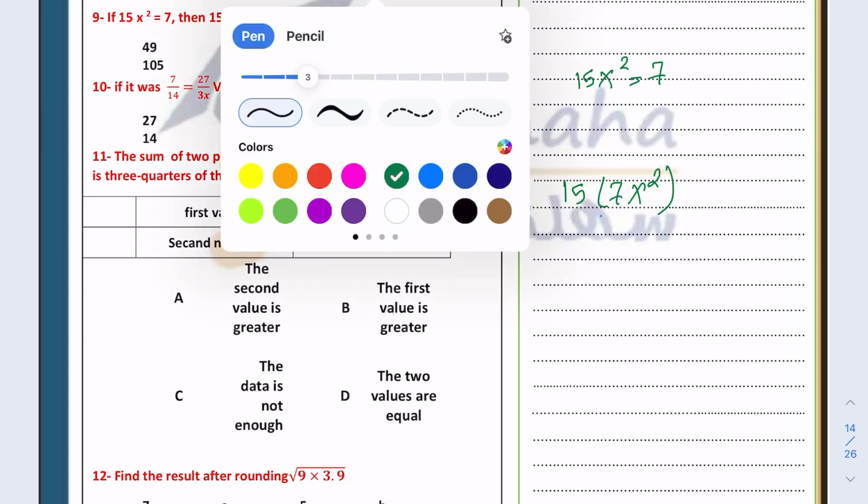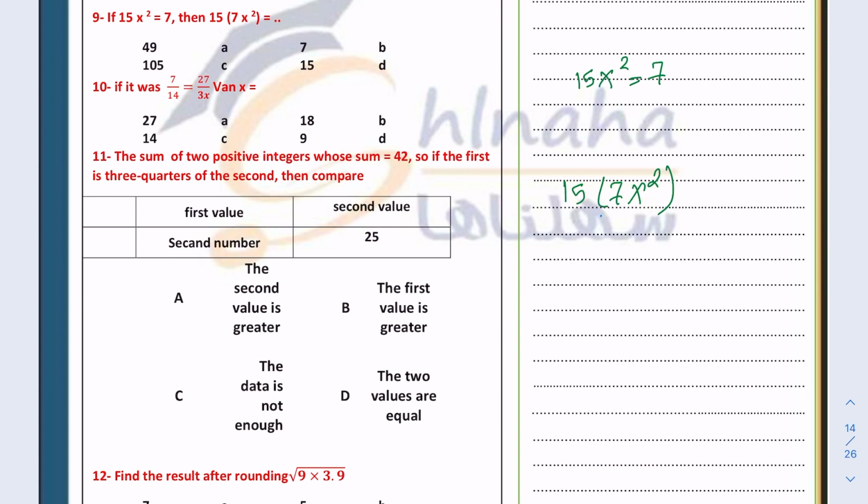I can use a small hack: can we swap the positions of 15 and 7? Yes, we can. So I can write 7, and here I will write 15x squared. Why should I do that? Because I already have the value of 15x squared. You can replace 15x squared by 7. So it will be 7 times 7, 49. I will choose 49.